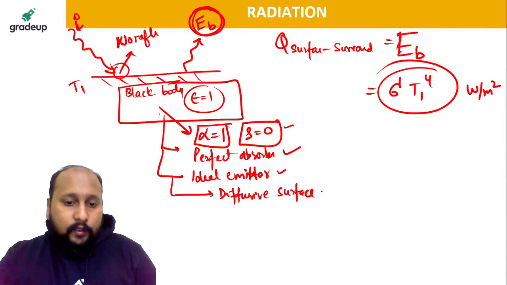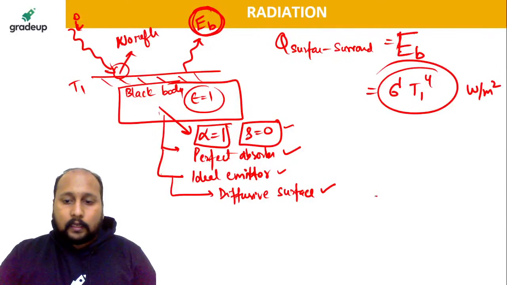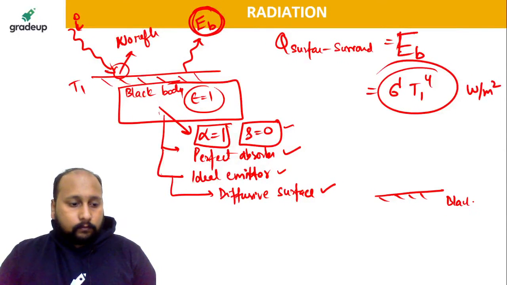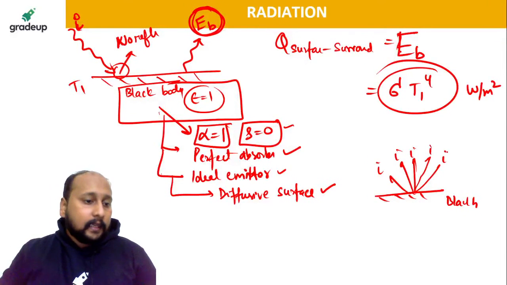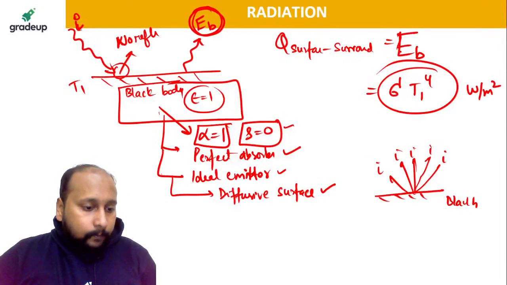Now, what is a diffusive surface? A diffusive surface means, if this is a black body, it will definitely be having emissions in all directions, and that will be equal. That is I. This type of surface we call a diffusive surface.